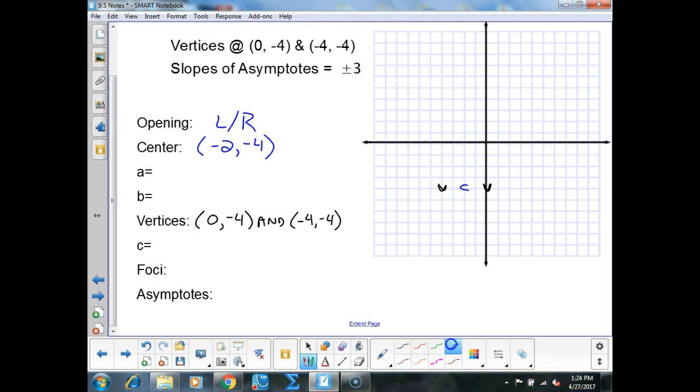What else do you know? Why do you know A is 2? The vertices are on the left and the right side of my box, because it's a left and right opening. And so you know that this distance is A. So A is 2.